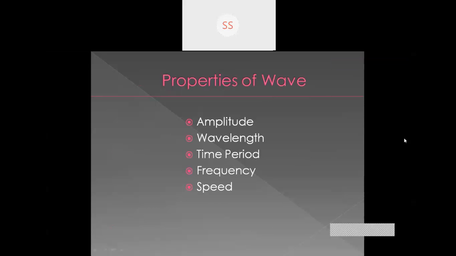Okay, so in the last class, we discussed the properties of waves. They are amplitude, wavelength, time period, frequency, and speed. Amplitude was the height of the wave, and wavelength is the distance traveled by one particle during one vibration. Time period is the time taken by the particle during one vibration. Frequency is the number of vibrations in 1 second. And speed is the speed of the wave, which is wavelength divided by time period. So we can see that wavelength, speed, time period, and frequency are all correlated.